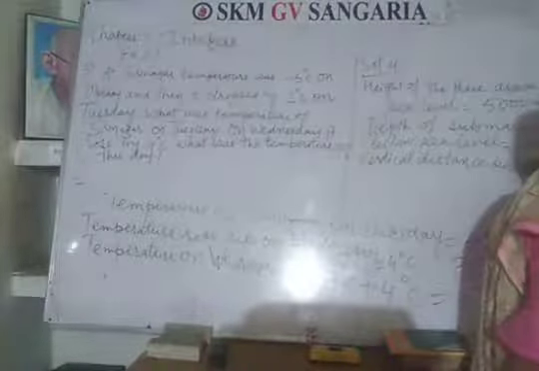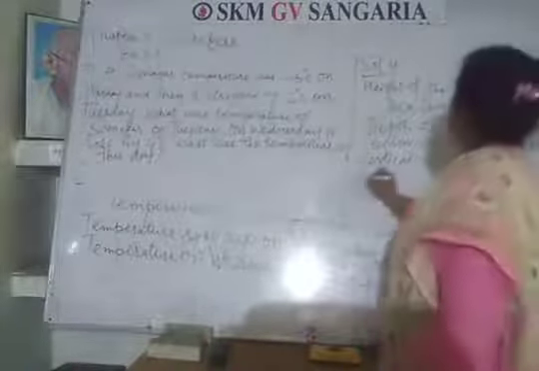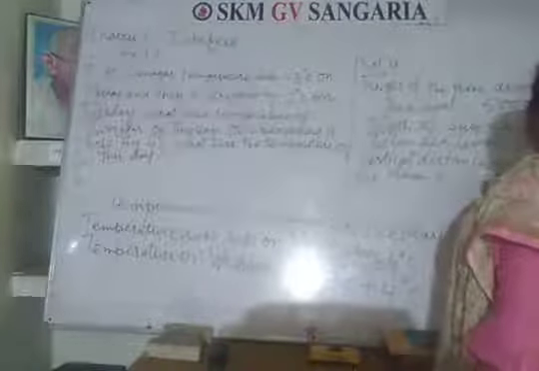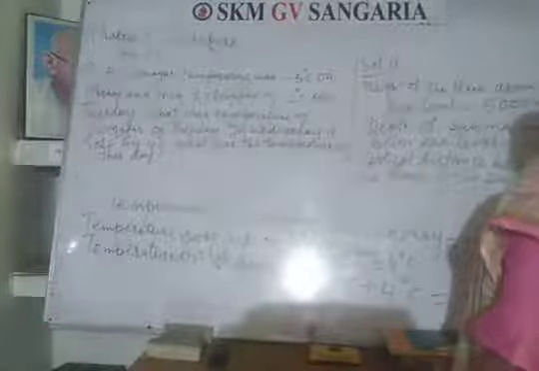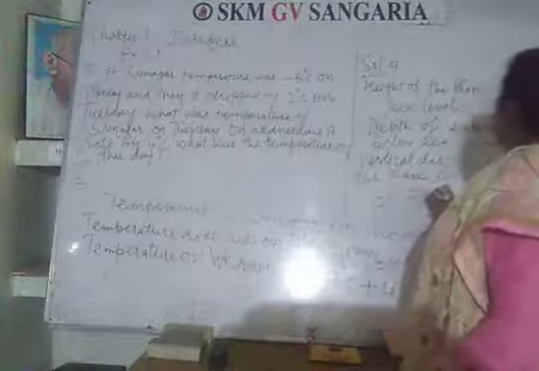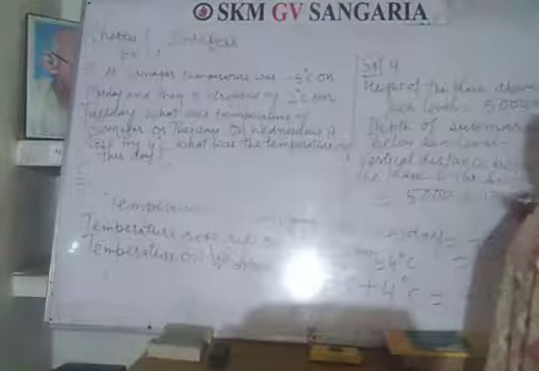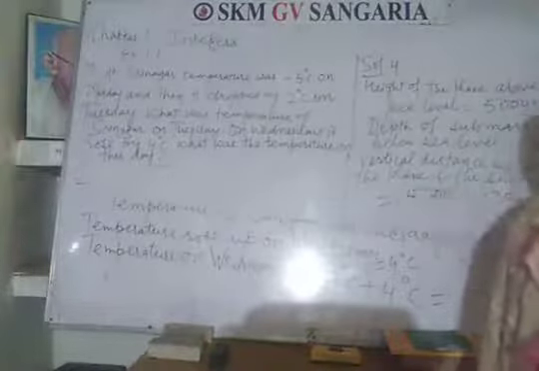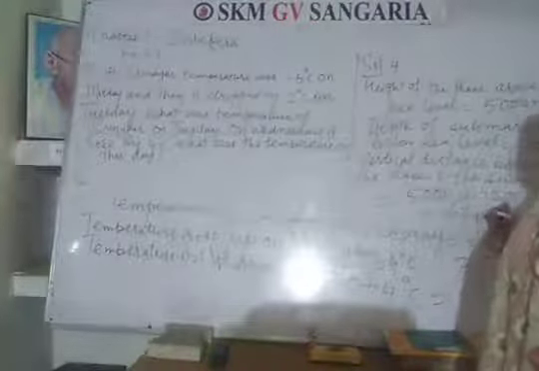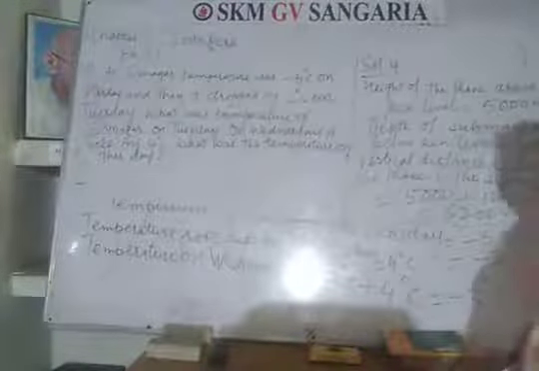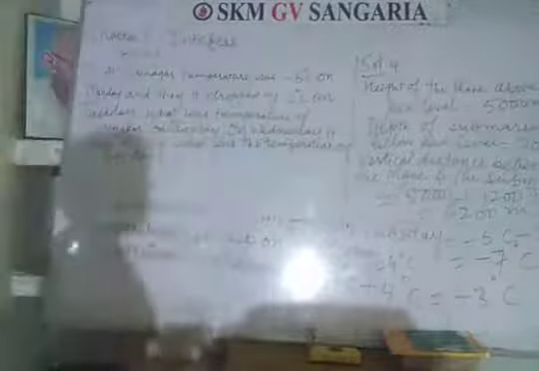So the vertical distance between the plane and the submarine is equal to 5000 plus 1200 meters. So it will be 6200 meters. Okay. And you will do it in your notebook very carefully.